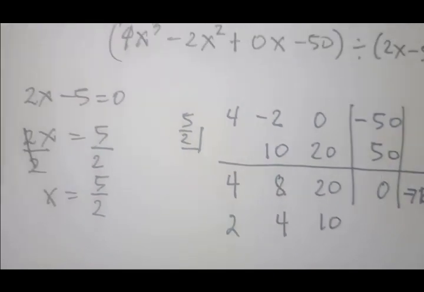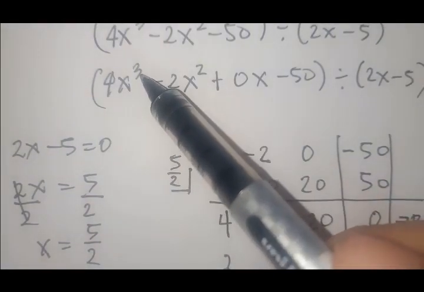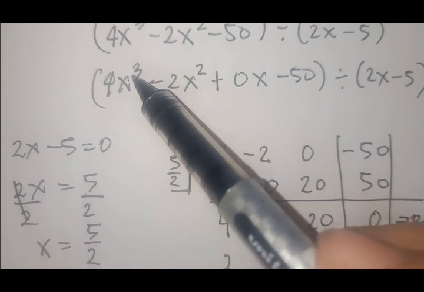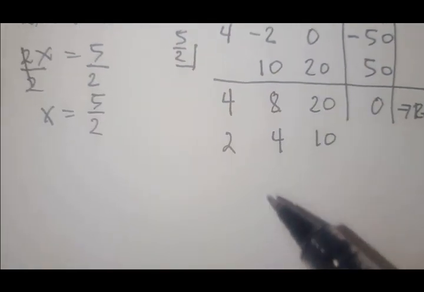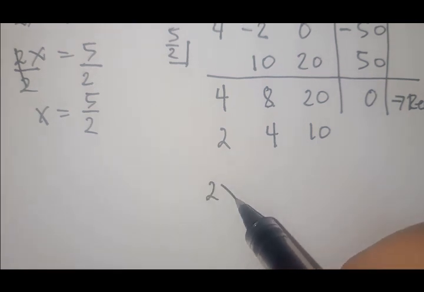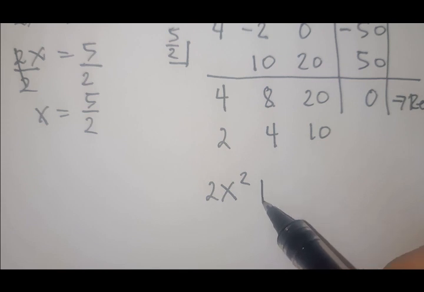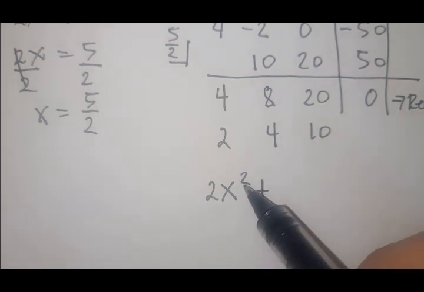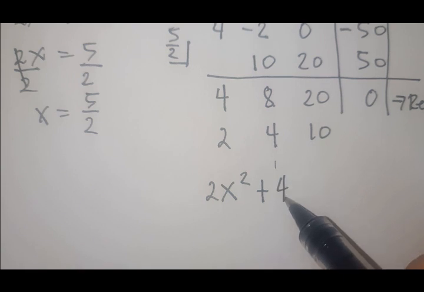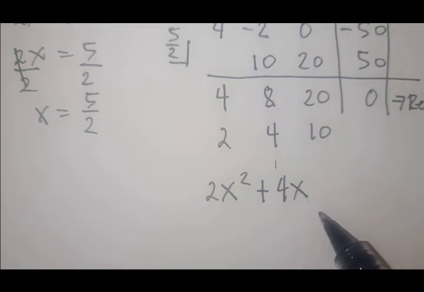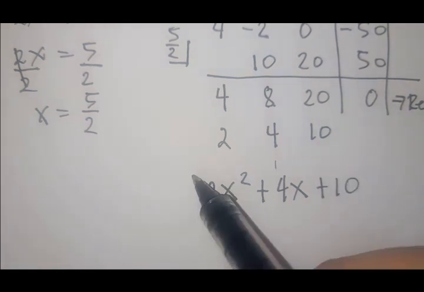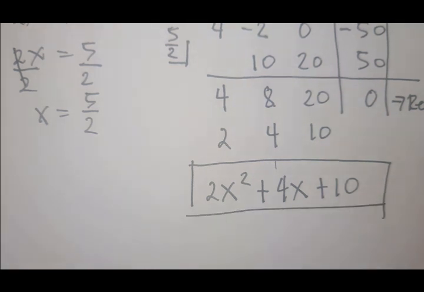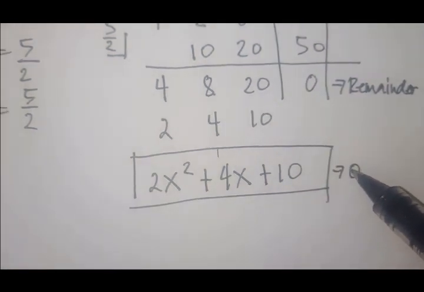So, what will be your quotient? So, magbabawas tayo ng isa sa ating exponent doon sa higher degree na meron tayo. So, 3 minus 1 will be 2. So, it will become x squared. So, magkakaroon tayo ngayon ng 2x squared plus, so, kailangan in order yung exponent natin, 4x. Yan, order lang siya, sunod-sunod lang siya. Then, 2, 1, 0, so, plus 10. So, this is your quotient.